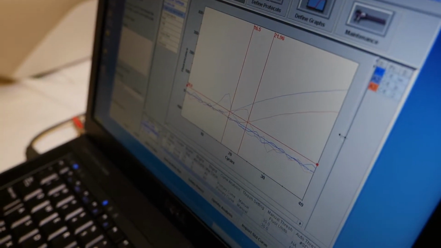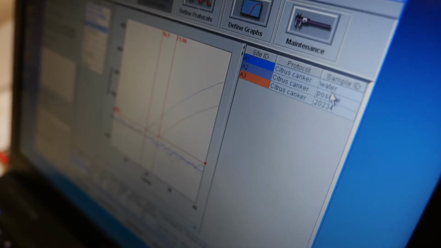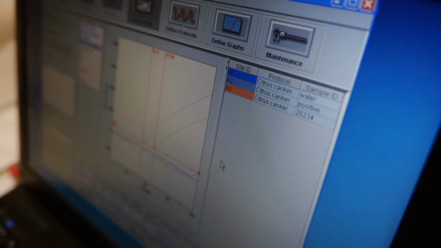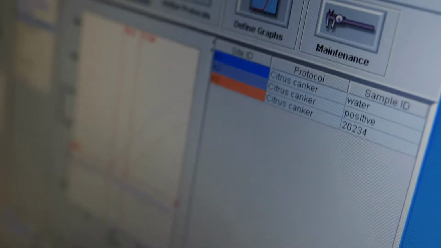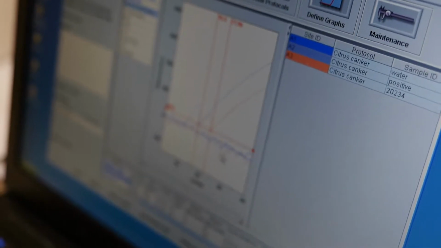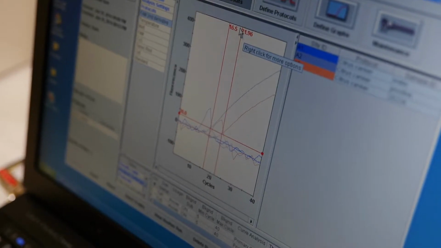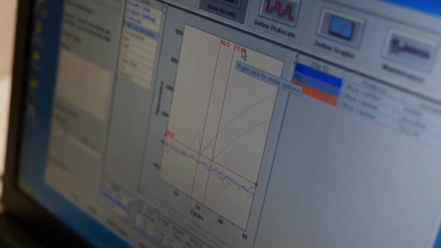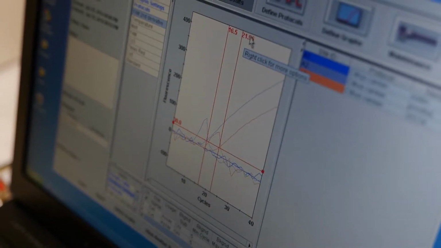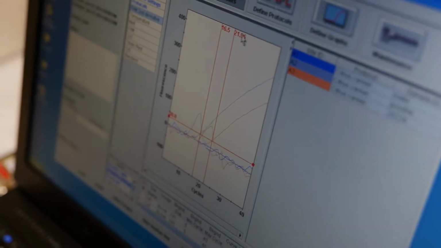And here you can see the results. You have the water, which is our negative control, and the positive, which is another control. For a sample to be positive, it has to be in a range. It can't be after 35 cycles. If it's after 35 cycles, that's not considered a positive sample.